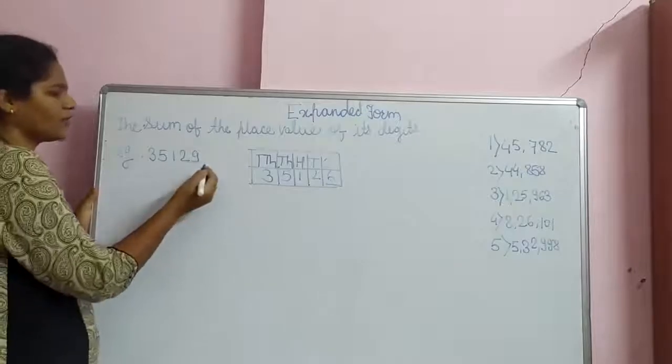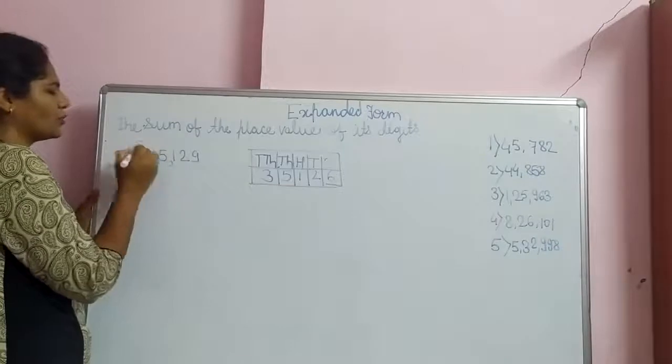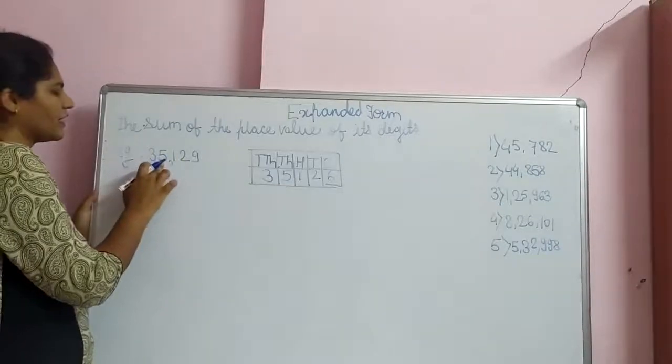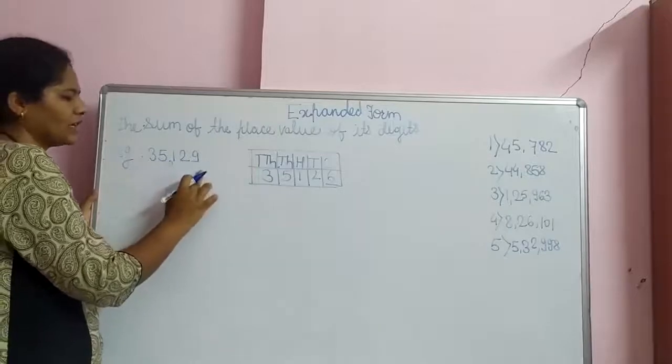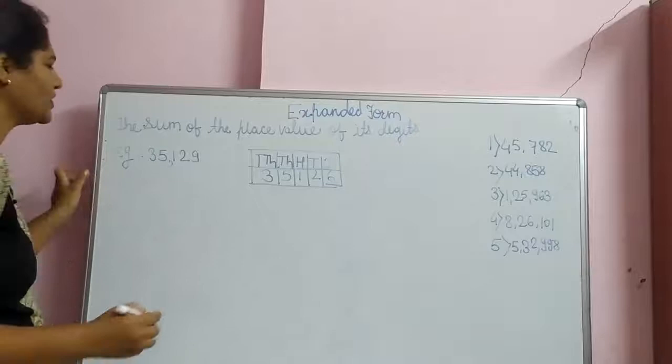So how to make a group? We start grouping from a right side. 1, 2, 3. Give here group. Then we can easily read this number. What is this number? 35,129. So now firstly what we do? We write the place value of each digit.